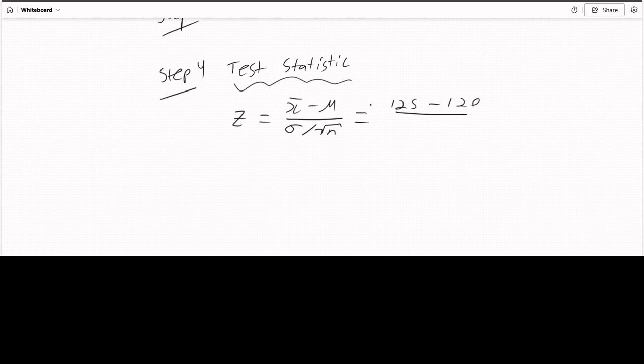Total difference of 5 over given standard deviation of 20 divided by square root of 40. And that's equal to 5 over, if you plug into your calculator, 3.1623. So we can see our z-score is approximately 1.58, since we rounded. Lovely. So now remember this value represents how significant our data is, how far we are from 0 on the normal standardized curve.